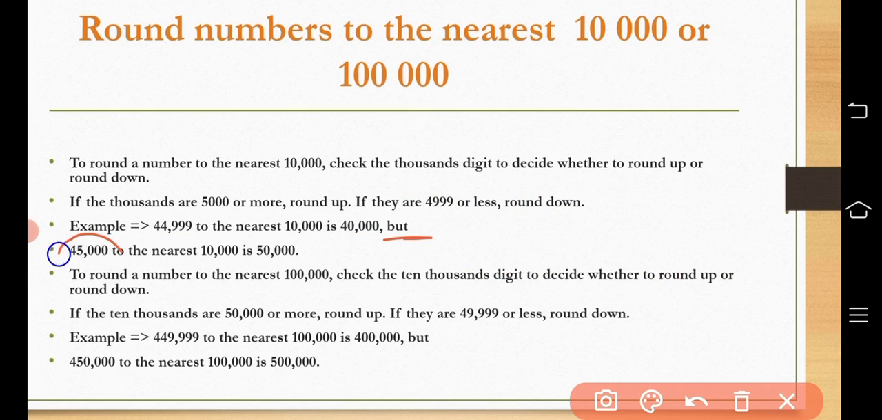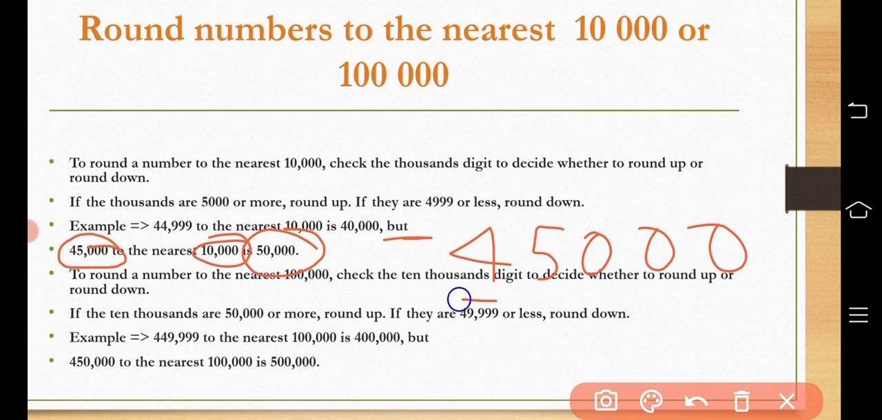But if we discuss 45,000 to the nearest 10,000, the answer is 50,000. Why? Because this is 45,000. This is the 10,000 place. You have to underline this value and circle the next place. So this value is greater than or equal to 5. You have to move up. Okay, so this 45,000 becomes 50,000. You have to add 1 on this place. Now this becomes 50,000. Here you add 1 and all the other digits become 0.